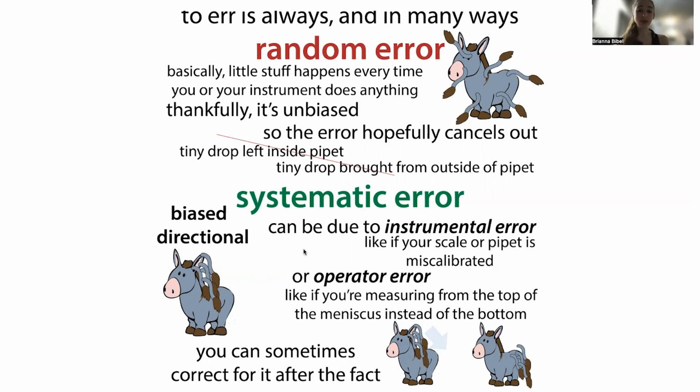Systematic error can also be due to problems with your instrument, like if your scale or your pipette is miscalibrated. And sometimes you can correct for it after the fact. But systematic error is going to affect your accuracy.